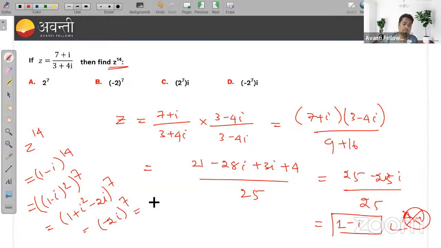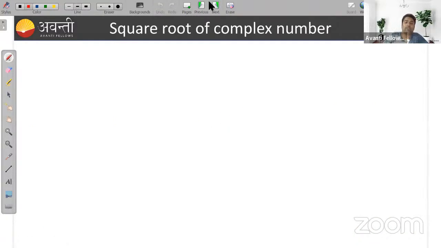So here I am having (minus 2i) to the power 7. That is 2 to the power 7 into i. So this will be your answer: 2 to the power 7 into i. That is option C, the correct one. Option C is your correct answer. Is that clear to everyone, guys? Yes? Okay. Sure. Let's move.